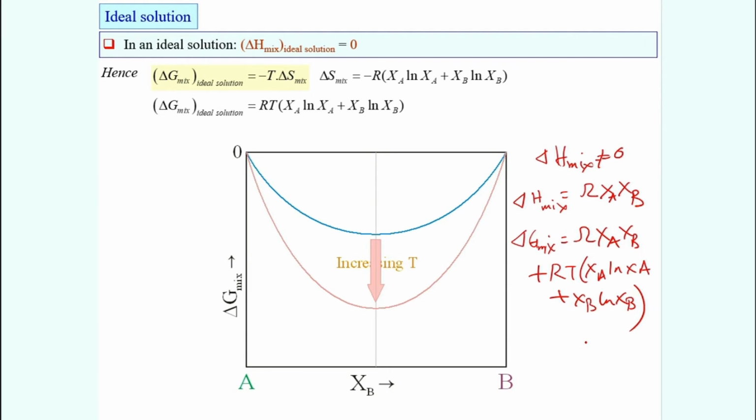That is it. That means the delta G mix value will depend on the relative values of these terms, the sigma XA XB, and the relative values of the entropic term. So, there are many situations possible, right. Let us not discuss that. This is the brief introduction of solutions, free energies and how they are related. Now, I am going to discuss a few important things about solutions.